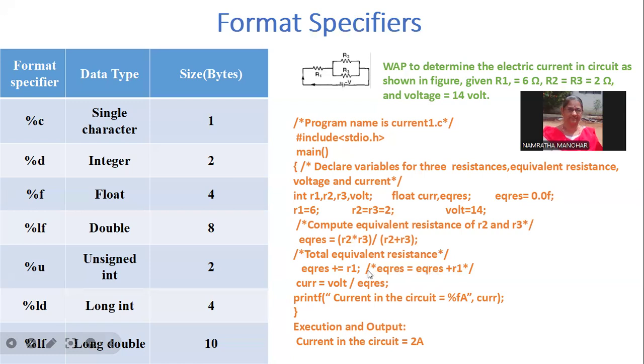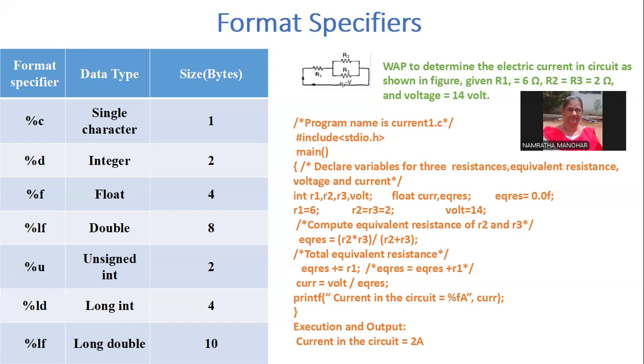Now, C provides what are called shorthand operators. That is, EQRES is equal to EQRES plus R1 can be written as EQRES plus is equal to R1. So EQRES plus is equal to R1 means EQRES is equal to EQRES plus R1. If you are using these shorthand operators, they will know how skillful you are in the C programming language. You should know the advanced features of the language and try to implement them in your programming. So they will know to what extent you have expertise in that particular language.